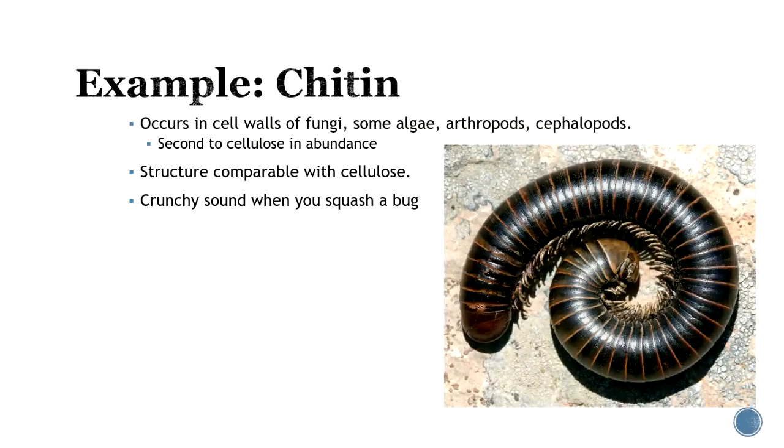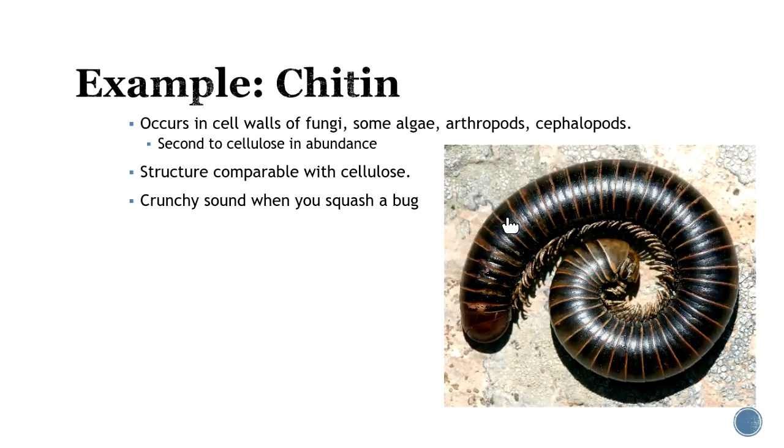Very similar to cellulose is chitin. It's going to have the same organization. It's going to have that rigid structure. Now this is going to be in the cell walls of some fungi, algae, arthropods, cephalopods. It is very abundant in the world. Now it does make up the exoskeleton of some organisms here.